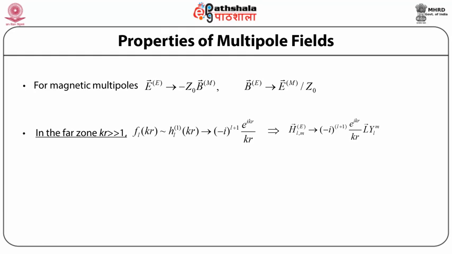In the far zone, where kr is far greater than 1, F_L dependent on kr could be approximated to h_L^(1)(kr), which tends to minus iota raised to power L plus 1 into e raised to power ikr divided by kr. So this implies that H vector LME tends to minus iota raised to power L plus 1 into e raised to power ikr divided by kr into L vector into Y_LM.